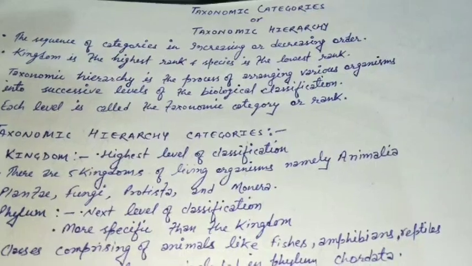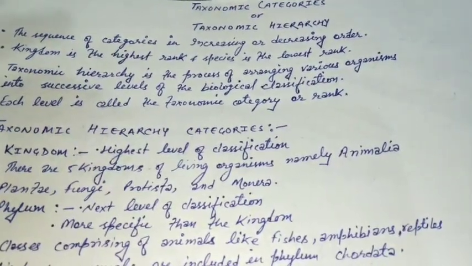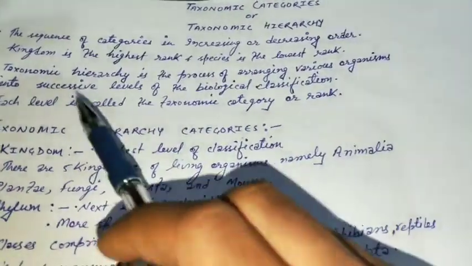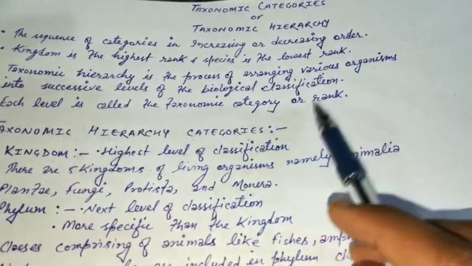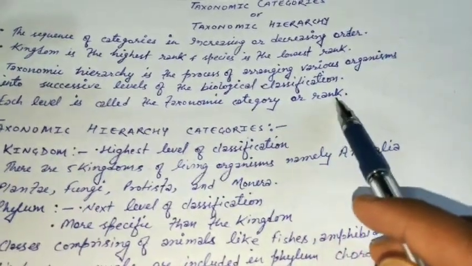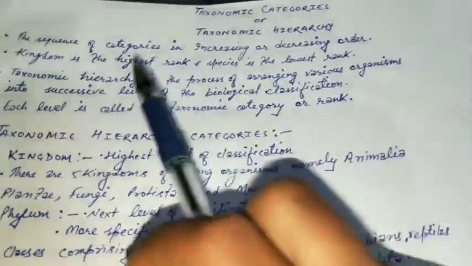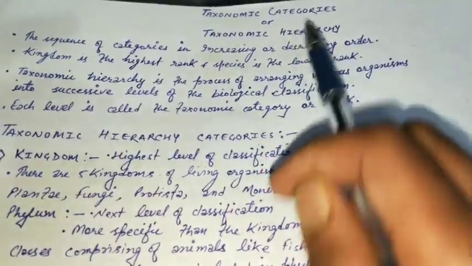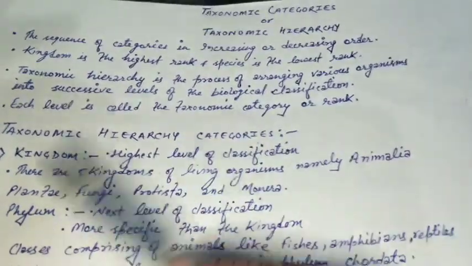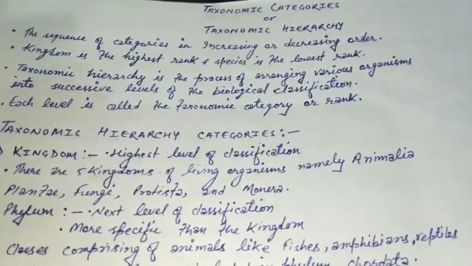So each level of categories, or each successive level, is known as the taxonomic category, or it is also known as rank, or sometimes it is also known as taxa. So the sequence of categories in increasing or decreasing order is known as taxonomic hierarchy, in which the kingdom is the highest rank while the species is the lowest rank.